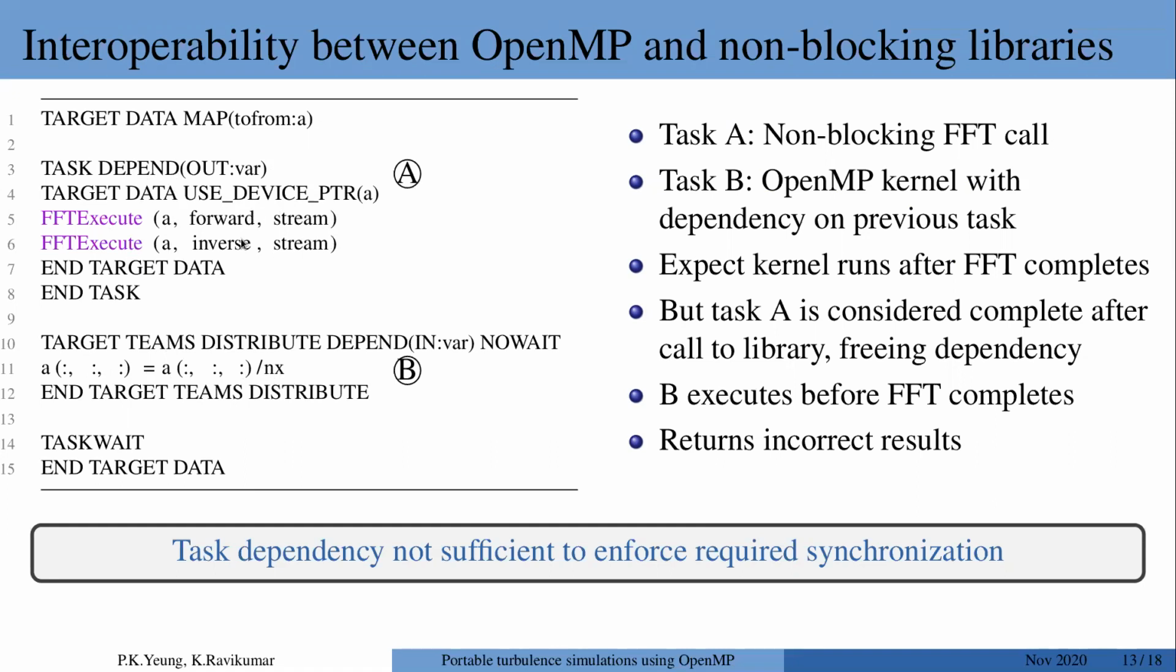The dependencies are set up such that task B will only execute after task A. That is the intention of setting it up this way. But in practice, what we have seen is that task A is considered to be complete as soon as these FFTs are launched by the thread that is working on this task to the device. It does not wait for these FFTs to actually start executing on the device. So what that leads to is task B is actually started before these FFTs complete running on the device, and that gives us some incorrect results. So we can see from this simple example that task dependency is not sufficient to enforce the required synchronization.